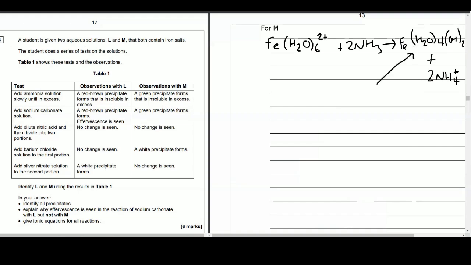Again, anything with a positive or negative charge needs to have aq next to it. And this is a solid precipitate, so it should have the solid symbol next to it. Again, I can't squeeze it all in here. Right, so that's the identity of the green precipitate, Fe(H2O)4(OH)2. Now let's do the reaction with carbonate solution.